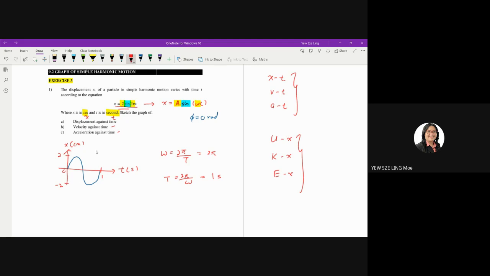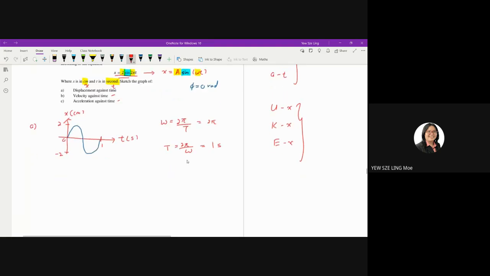Usually this graph itself is worth 3 marks in your exam. 1 mark for the labels, 1 mark for the value that you calculate, the 1 second, and 1 mark for the shape of the graph. This graph is very simple because there is no initial phase angle, so your graph can straight away start from 0 because it is a sine graph. If you are given a cos graph, then it starts from the amplitude. So this is question A. Simple. Now, how about question B?